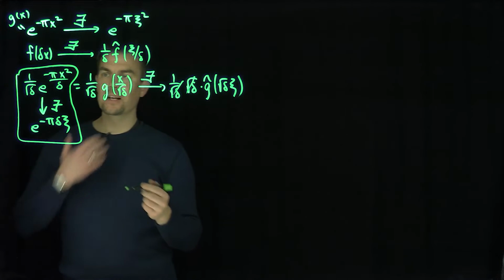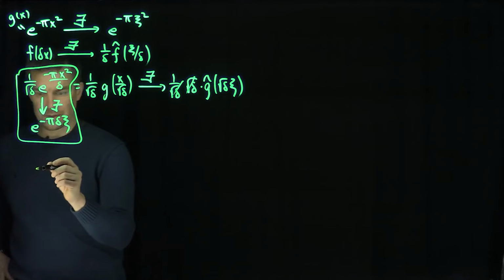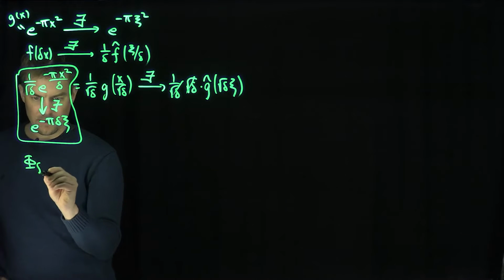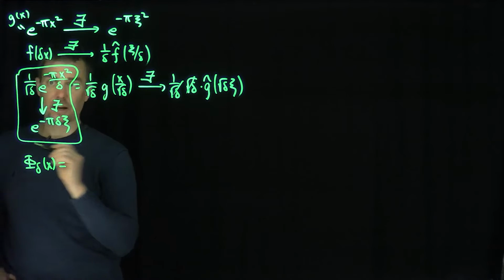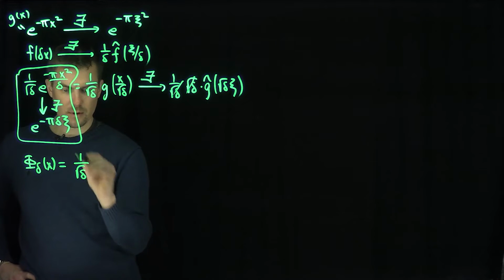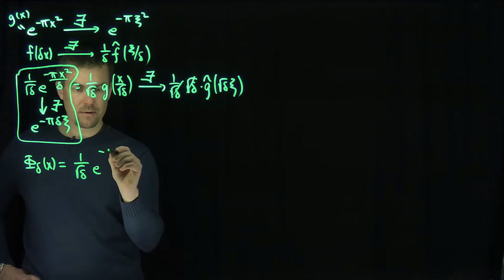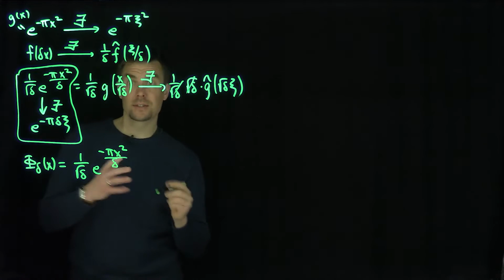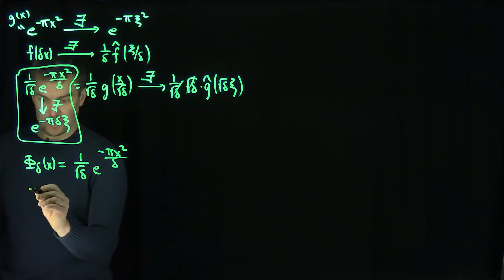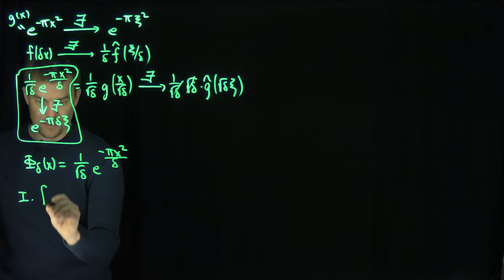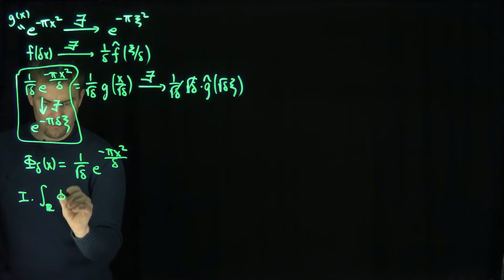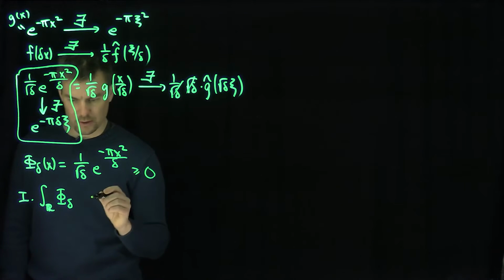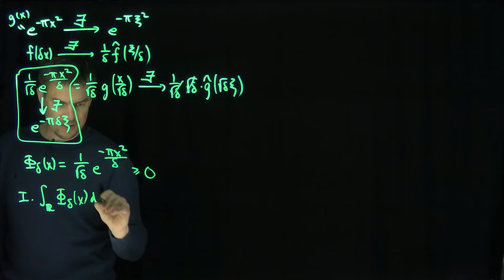And furthermore, we know a couple things about this function. So now let's consider this family of functions. If I consider the family of functions phi delta of x, which is 1 over the square root of delta, e to the negative pi x squared over delta, then this family satisfies 3 properties. The first property is that these functions are non-negative, always greater than or equal to 0. Second, the integral over R of phi delta of x dx is 1, they all integrate to 1.